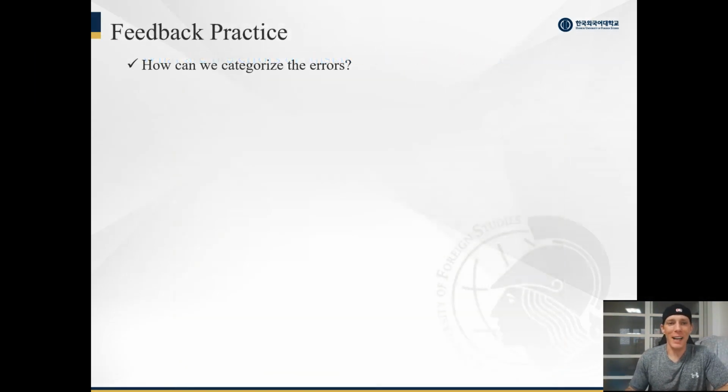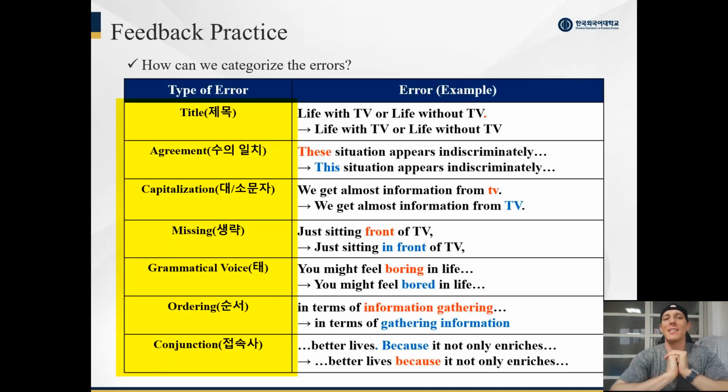So we're back. How can we find the errors? What kind of errors do you have? So you can highlight them. I'm going to just reproduce them in a table, and you can see it right here. So we have the type of error again, and then the examples.